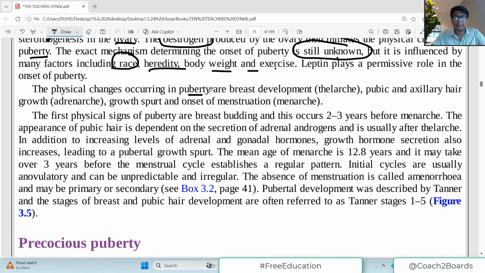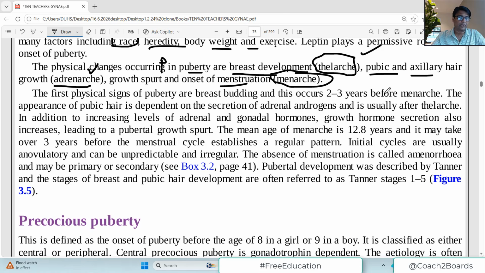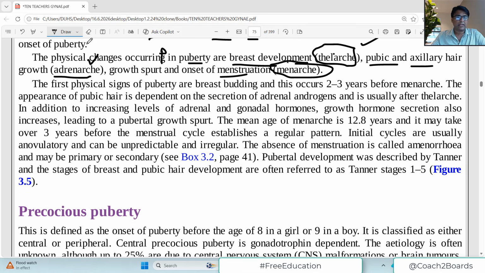Physical changes occurring during the puberty are multiple. So for example, there is breast development, and the medical terminology for that is thelarchy. There is appearance of pubic and axillary hairs, and the word for that is adrenarche. And obviously there is a growth spurt, so height increase होती है females की, and there is onset of menstruation, which is called as menarche. So menarche is the word which is known to many people, but as a medical student, you should also know thelarchy, which is breast development, and adrenarche, which is growth of hair in the axillary and pubic region. So all of these, thelarchy, adrenarche, and menarche, together constitute puberty.